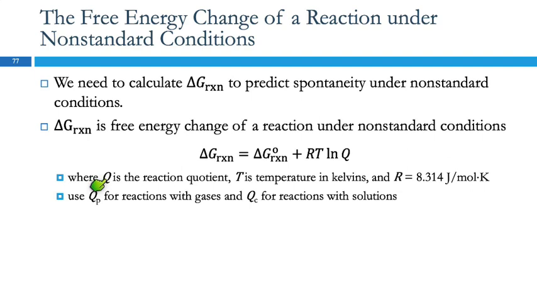So Q is that reaction quotient that's been coming up every now and then. T is temperature in Kelvin, and R is the ideal gas constant in units of joules per mole Kelvin. So that's the 8.314 value. We talked about Kp and Kc, equilibrium constants for pressure or concentration. And Q has 2 varieties as well, Qp and Qc. If we've got a reaction with just gases, we're going to use Qp. If we've got solutions, we're going to use Qc.